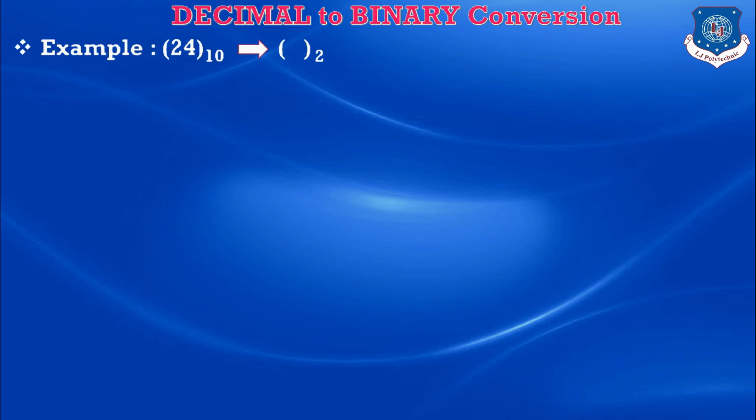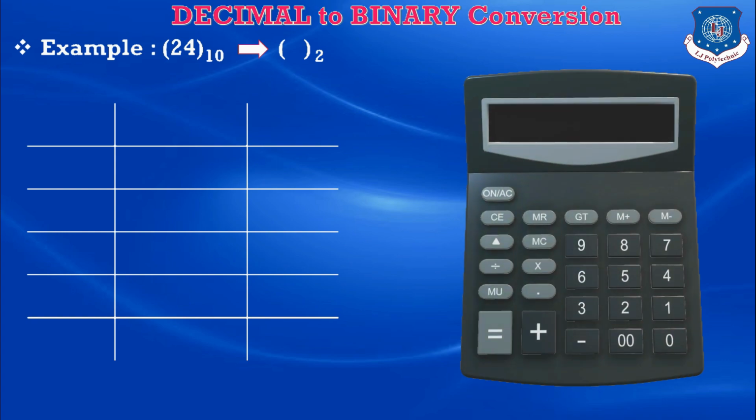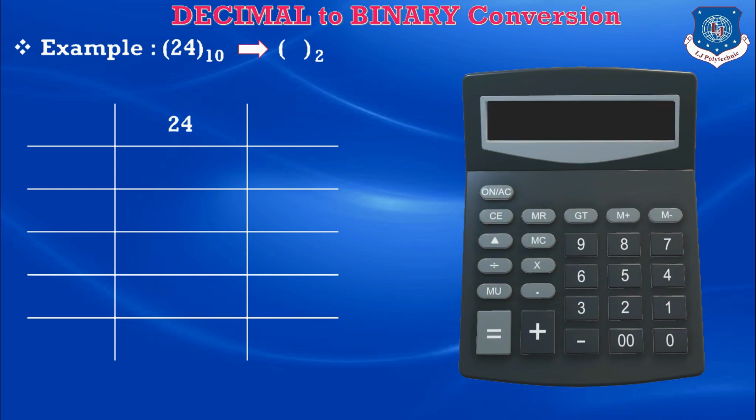Now we will take another example for decimal to binary conversion. Here we take 24 as the decimal number. Now we proceed to its binary conversion. For that we use the divisional method, and for our support we use a calculator. Here we divide 24 by 2, then we get the answer 12. Here 12 becomes the quotient, we write this quotient over here. Here there is no fractional value, so the remainder is 0. Now again 12 is divided by 2, then we get 6. 6 becomes the quotient, right, and the remainder is 0.